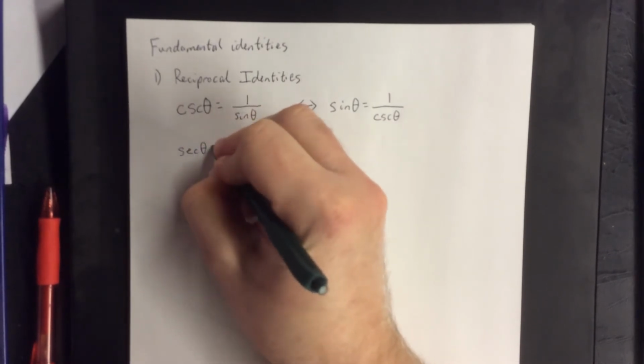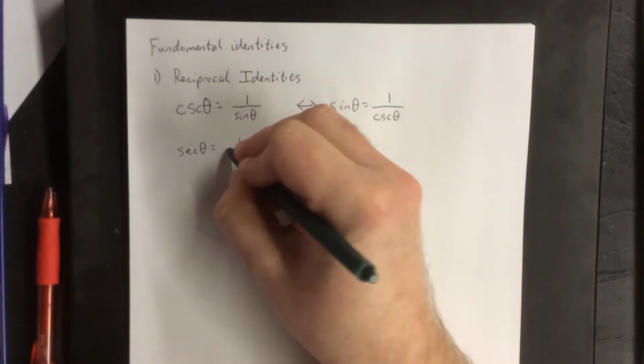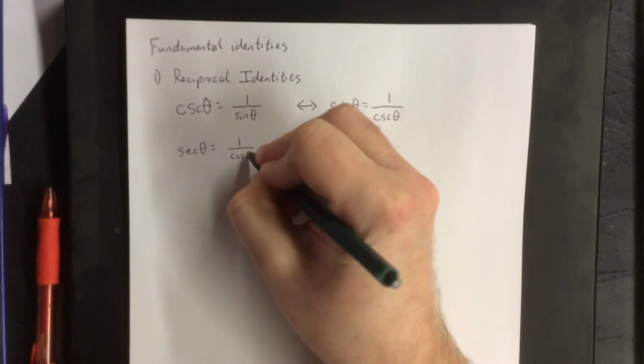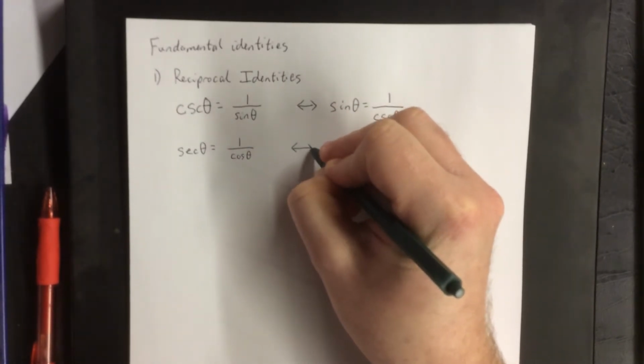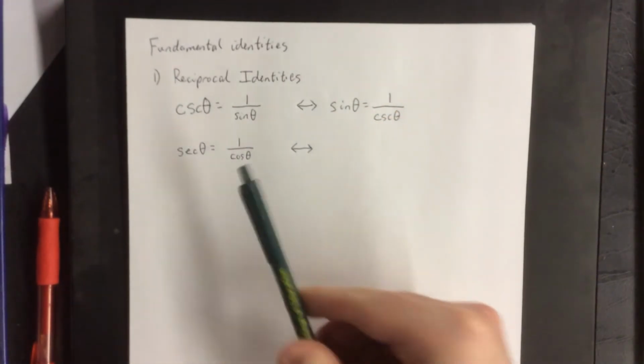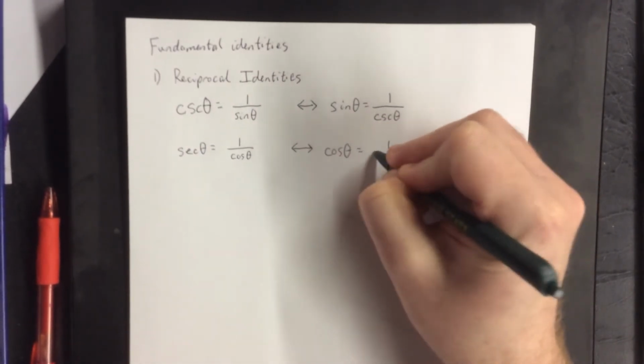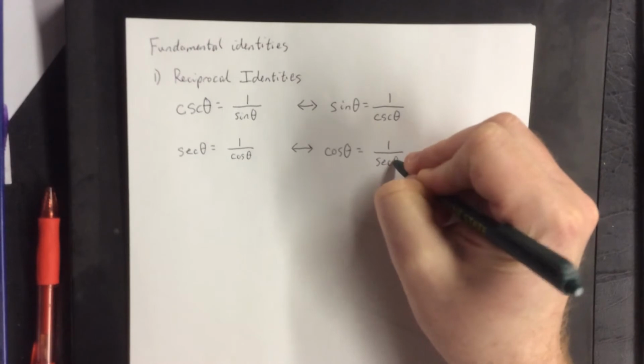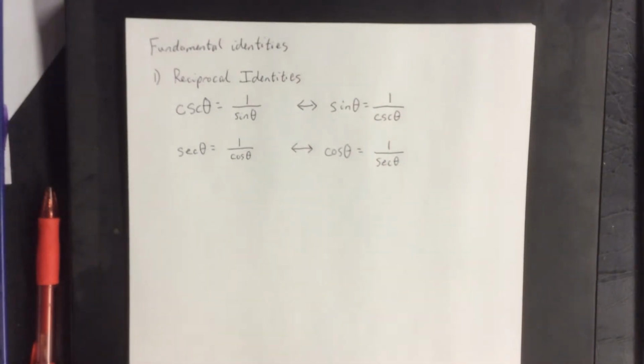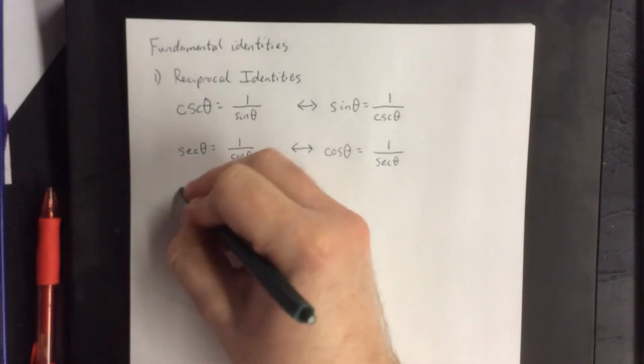Additionally, the same thing exists between the secant of theta and the cosine of theta. Secant of theta is the hypotenuse over the adjacent, which is the reciprocal of the adjacent over the hypotenuse. And again, this can also be expressed in this form. Cosine of theta is 1 over the secant of theta.